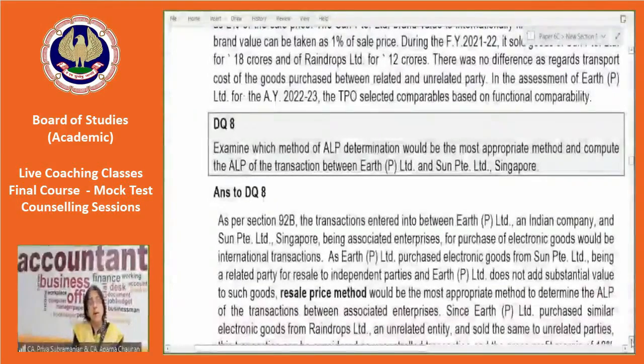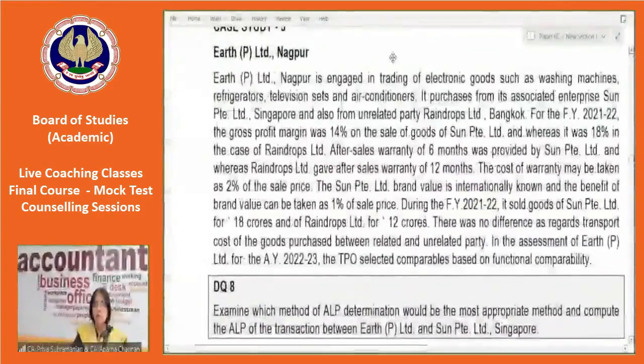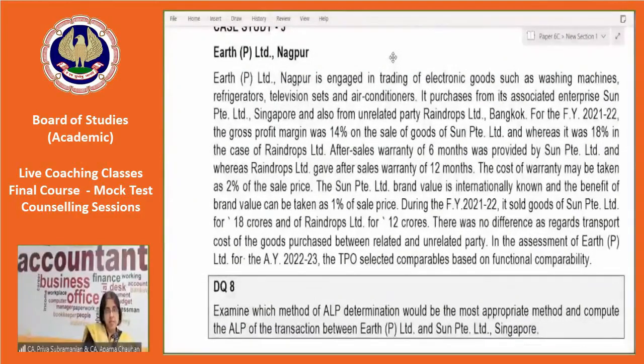Okay. Here we are asked to determine which method of ALP would be the most appropriate method and compute the ALP of the transaction. This part of transfer pricing can be very tricky. So you have to see the facts in the particular case. Here, Sun Private Limited is an associated enterprise. Earth Private Limited is purchasing goods from an associated enterprise and selling it to unrelated parties in India without making any value addition. Therefore, the resale price method will apply.